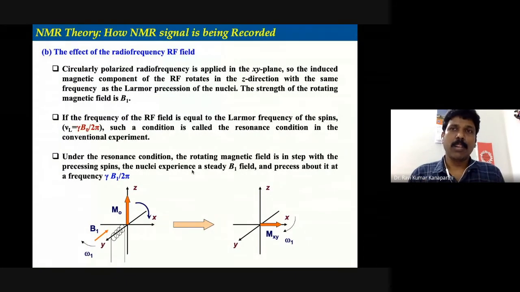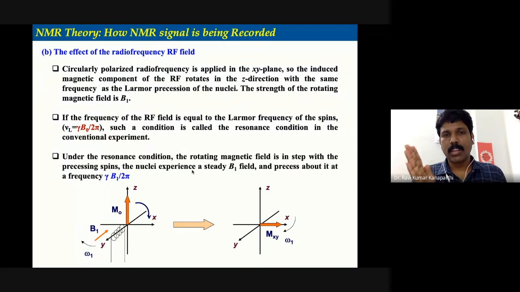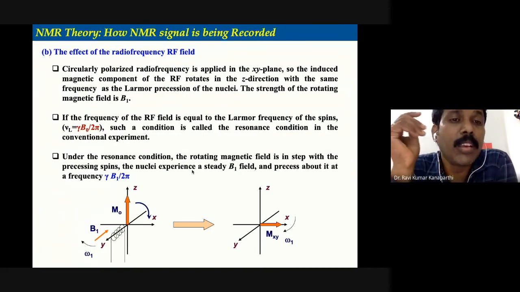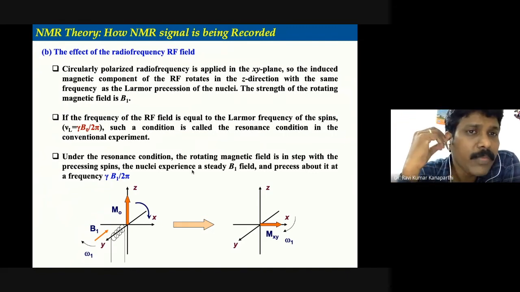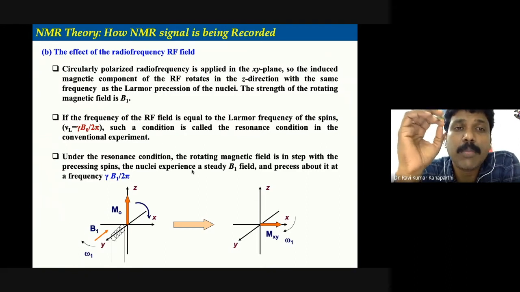Whereas with circularly polarized light, imagine a light component propagating in a plane. If you are able to rotate this plane, then that is what is referred to as the circularly polarized radio frequency. This circularly polarized radio frequency is what is generally applied in the NMR spectrometer to record the NMR signal.